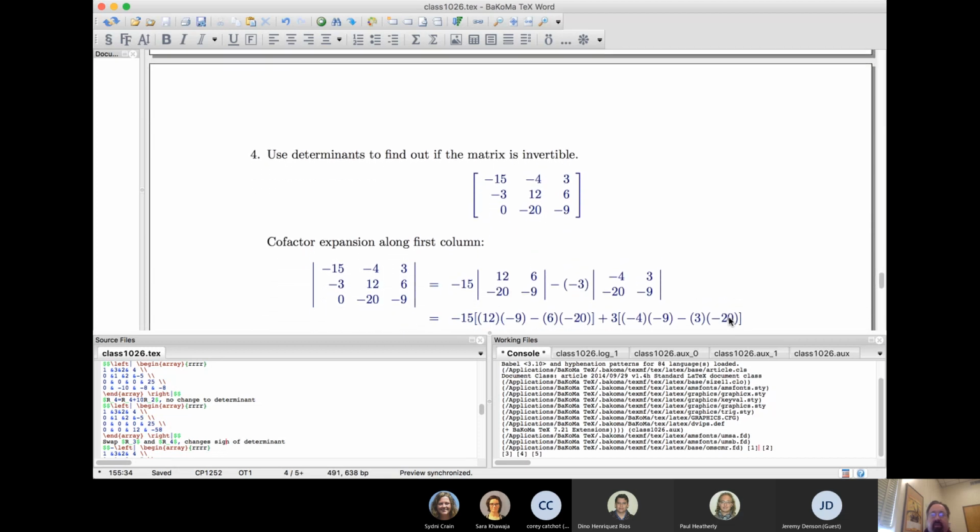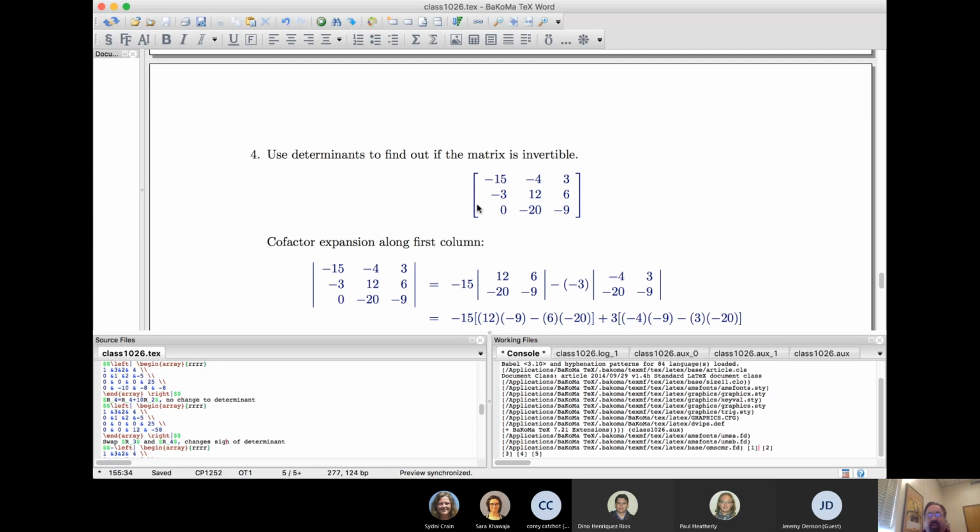Okay, a couple of applications of determinants. We can use the determinant to find if a matrix is invertible. An n by n matrix is invertible if and only if its determinant is non-zero. So that's what we're going to do here.